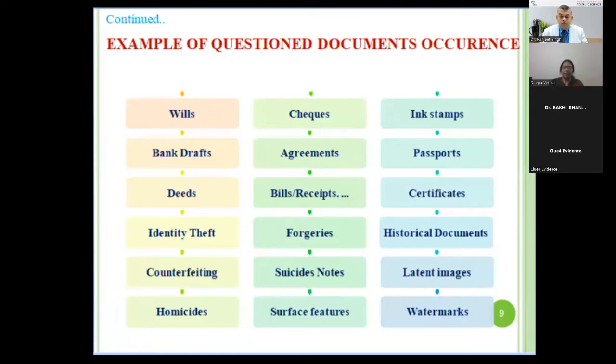Then bank drafts, these are a very important part of day-to-day transactions, and it is in the life of everybody. Bank drafts, deeds, identity theft, counterfeiting, homicide, checks, agreements, bills, receipts, forgeries, suicide notes, surface features, ink, stamps, passports, certificates, historical documents, latent images, imported marks, etc. These are types of general documents which we generally receive in the laboratory for examination, and these are an important part of anybody's life.